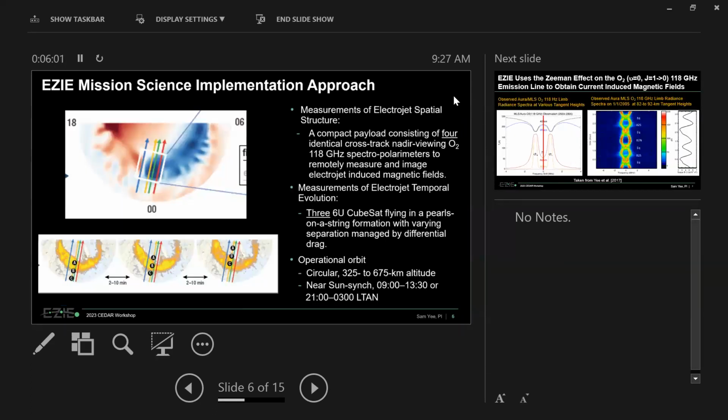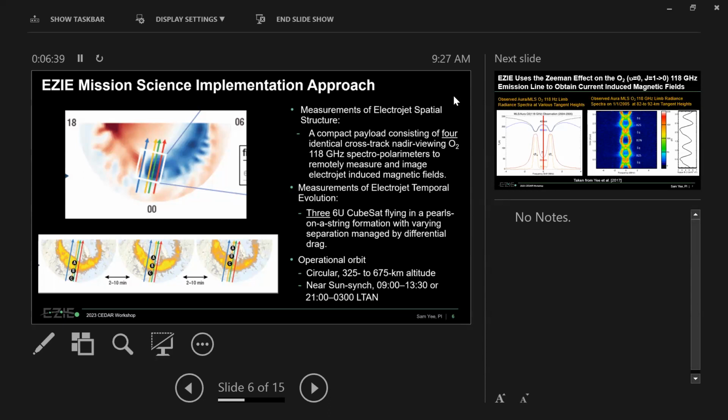Our mission implementation approach is mainly trying to do three things: taking advantage of the technology developed in satellite technology, instrument technology, and a new technique. So we measure the electrojet spatial resolution by using, like I said, a small compact instrument with a full view on a single spacecraft. Very compact, a 5-centimeter aperture radiometer, flying on the satellite cross track. Basically, we can make measurements of the current-induced magnetic fields in four tracks, separated by a few hundred kilometers, depending on different angles.